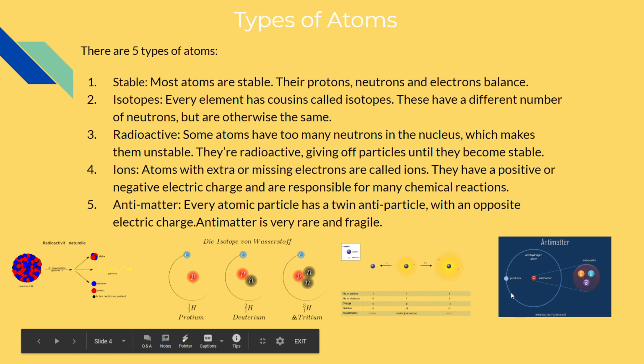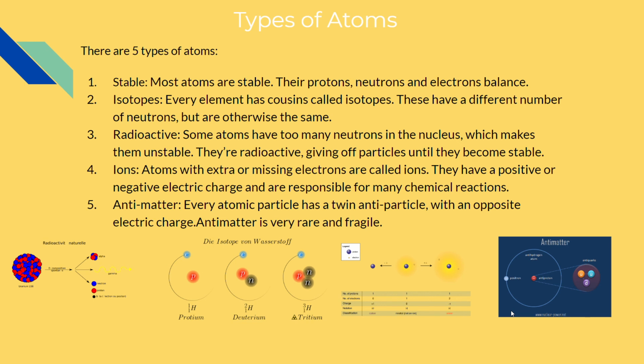And the electron in the normal atom is negatively charged, and in the anti-atom it becomes positively charged and is called a positron. And the antiproton is in turn made up of antiquarks. Okay, so these have opposite electric charges. Okay, so antimatter is very rare and fragile.